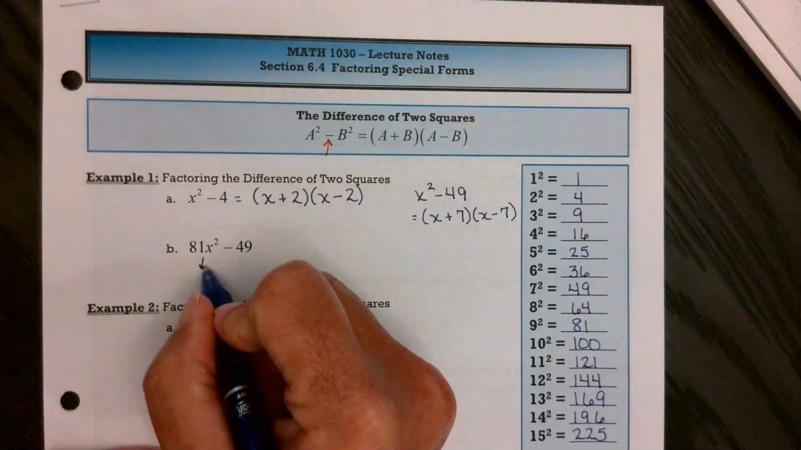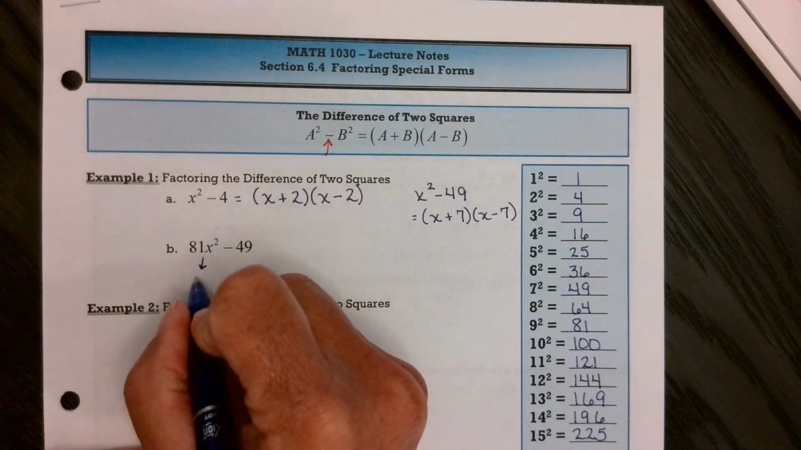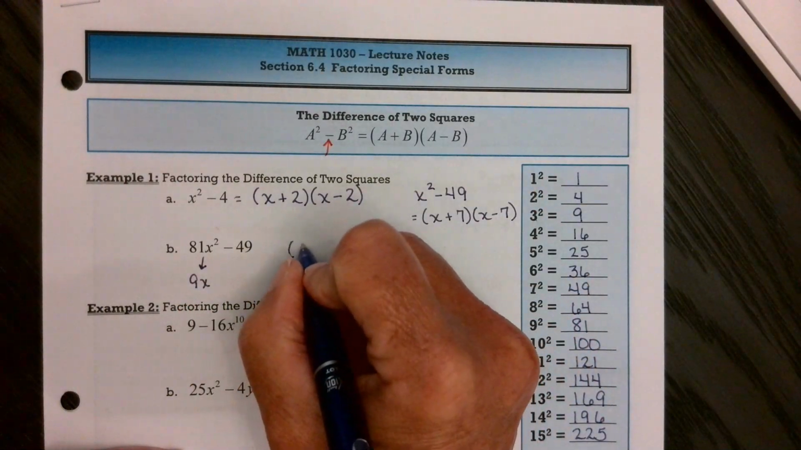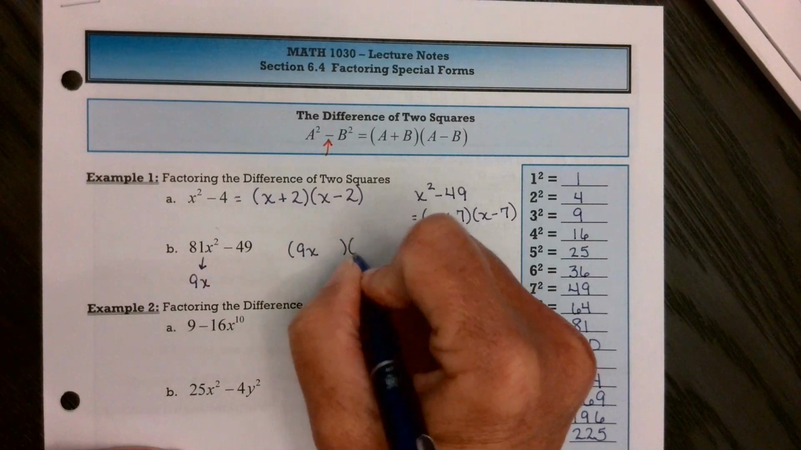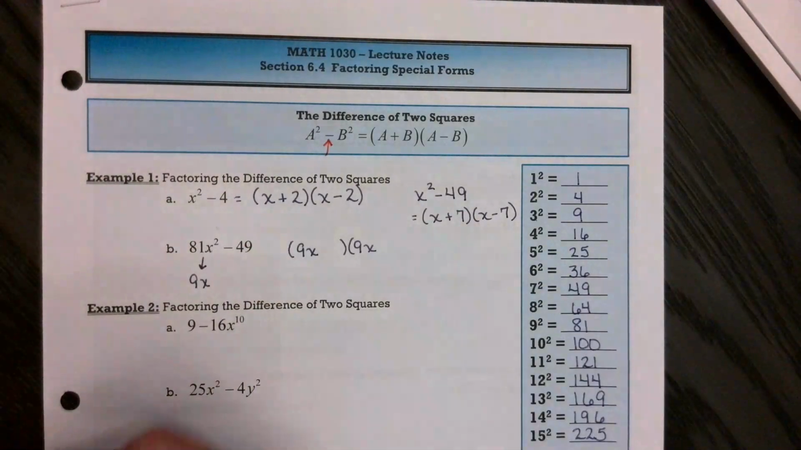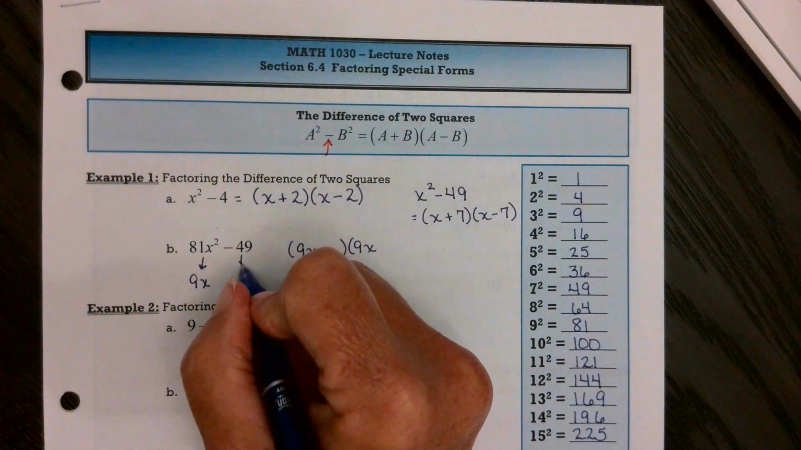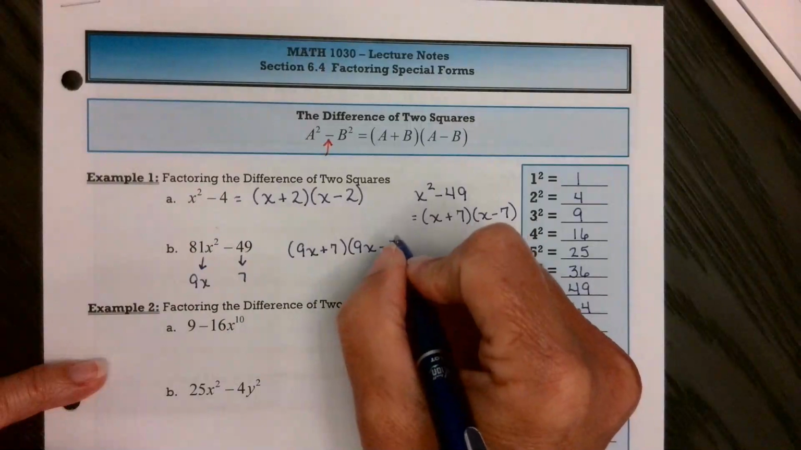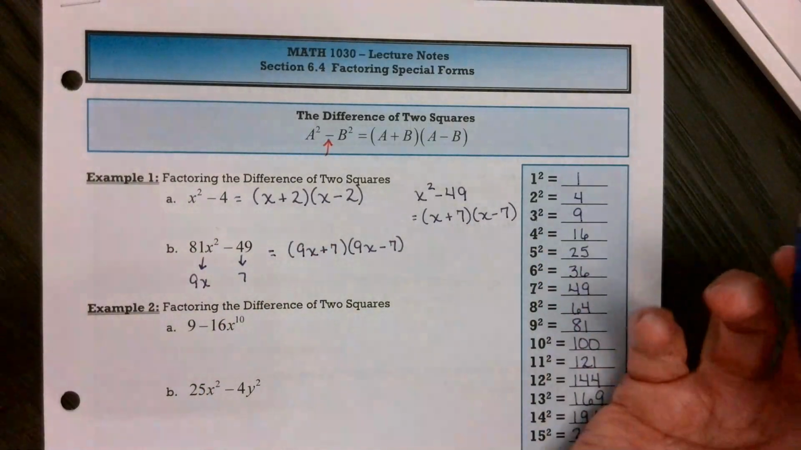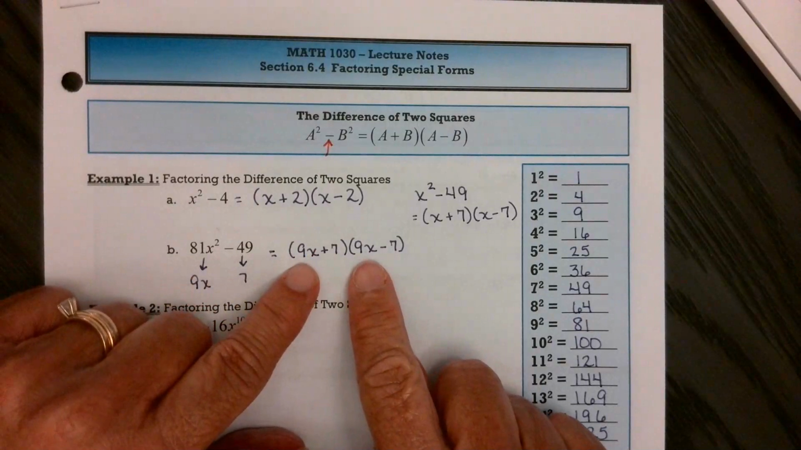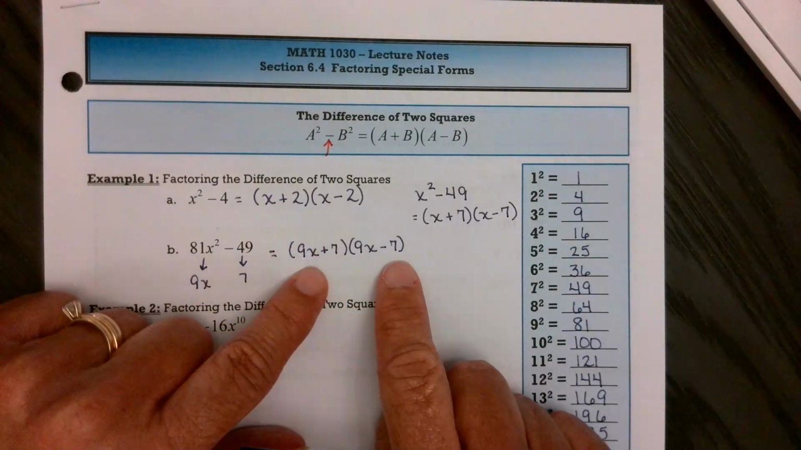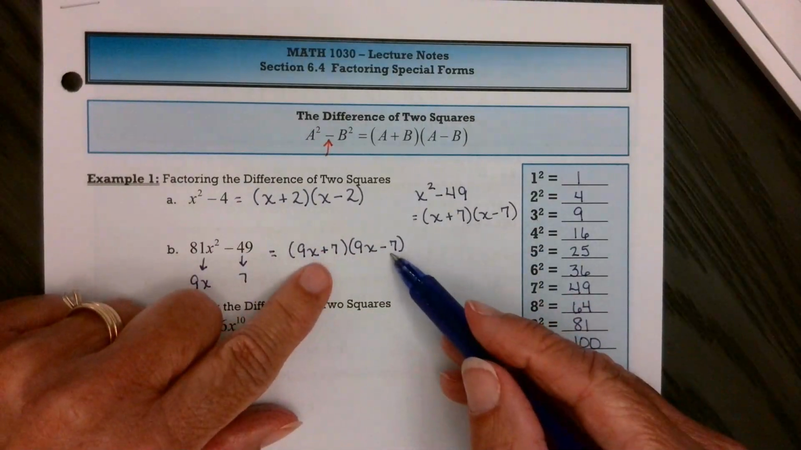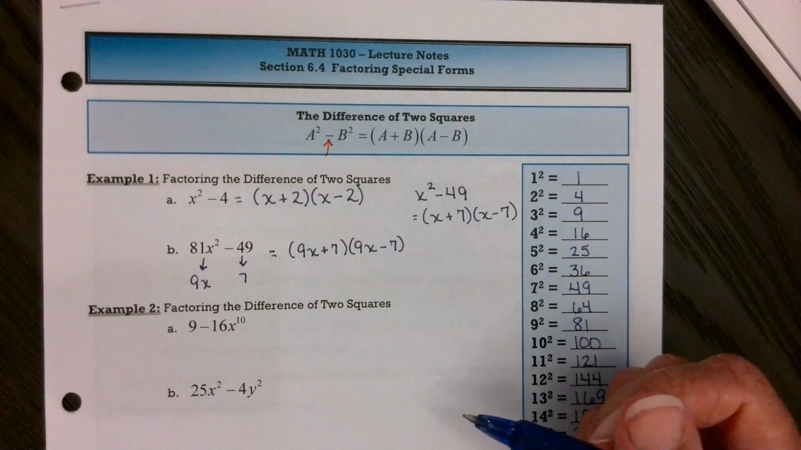This is a perfect square. The square root of 81 is 9. Square root of x squared is x. So you have 9x and 9x. That gives you 81x squared. And then the square root of 49 is 7. So it's 9x plus 7, 9x minus 7. The middle term will disappear. This gives us 81x squared. This gives us a negative 63x, positive 63x, so those cancel. And then 7 times negative 7 gives us a negative 49.